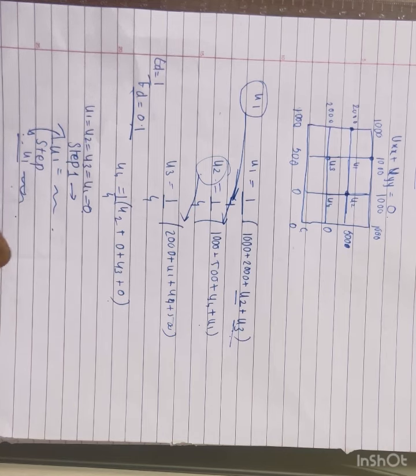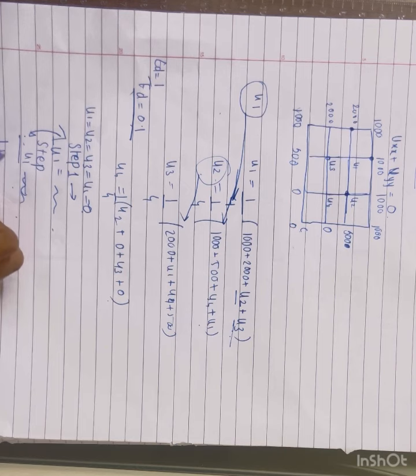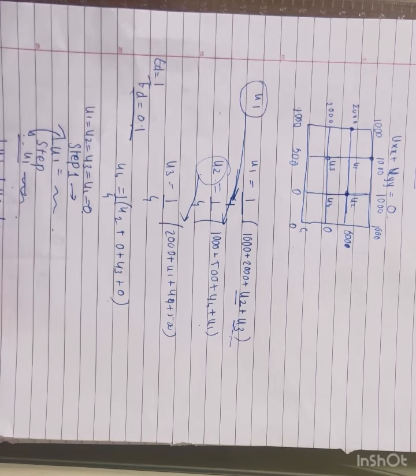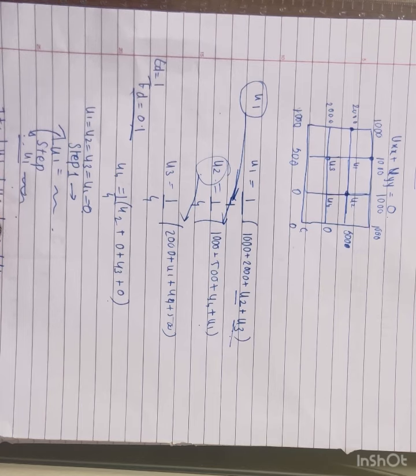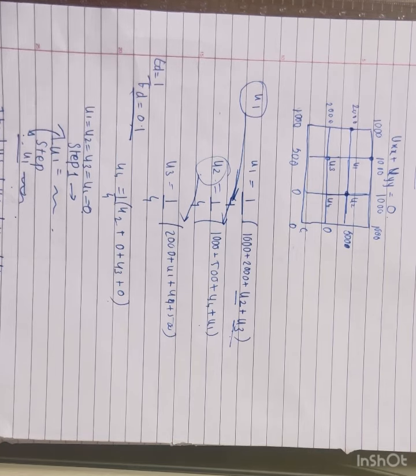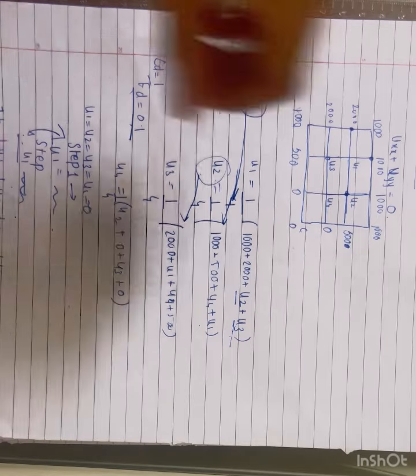At the end you have to form a table for this as well, with U1, U2, U3, U4 and iteration, that is 1, 2, 3, till you achieve the accuracy, till the difference is less than the accuracy. So we'll go to the next problem, the next method.